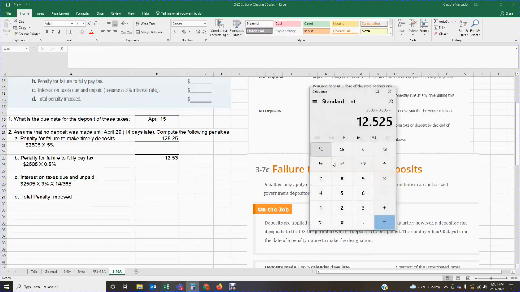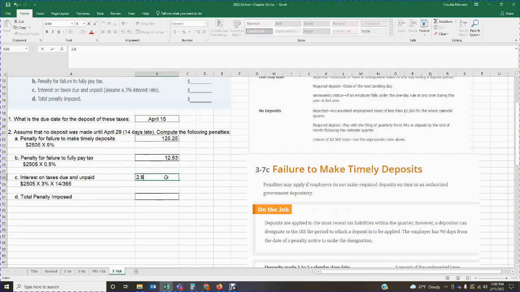So let me get my calculator out. So the amount of the taxes were 2505. We are being assessed a 3% interest rate on that. And I'm going to multiply it by the number of days which were late, which was 14 divided by 365. And that gives me $2.88. Okay, so I have to pay interest of $2.88. Okay.